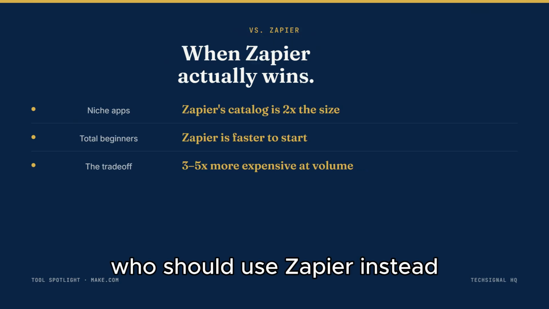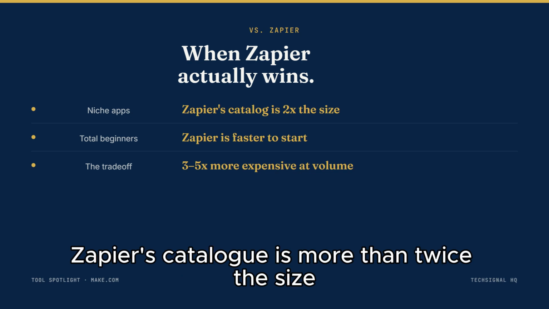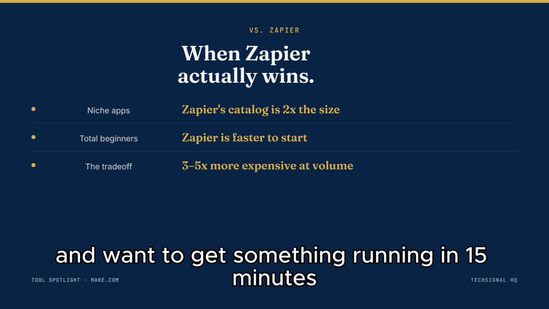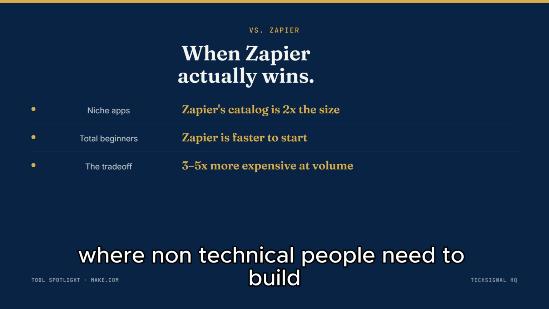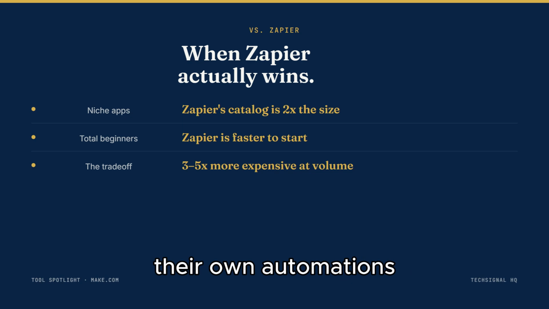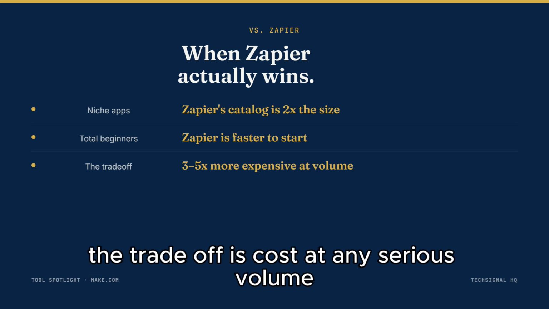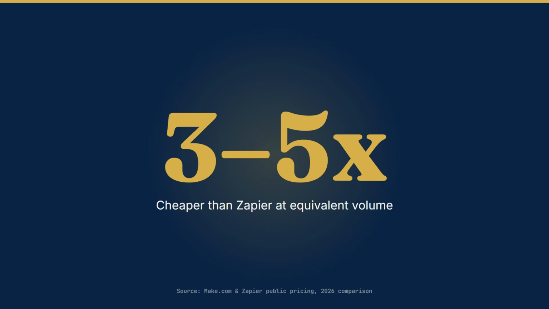Who should use Zapier instead? If you need a specific niche app integration that Make does not have, Zapier's catalog is more than twice the size. If you are completely new to automation and want to get something running in 15 minutes with no learning curve, Zapier is faster to start. And if you are running a larger team where non-technical people need to build their own automations, Zapier's interface is more forgiving. The trade-off is cost. At any serious volume, you will pay 3 to 5 times more for the same workflow on Zapier.